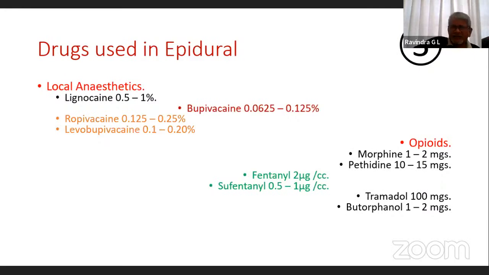But a lot of studies have come up these days. I don't know, most of them are being done or being used because of lack of fentanyl availability. So they use the other adjuvants because fentanyl is not available. And efficacy-wise also, none of them match the analgesia that fentanyl produces.